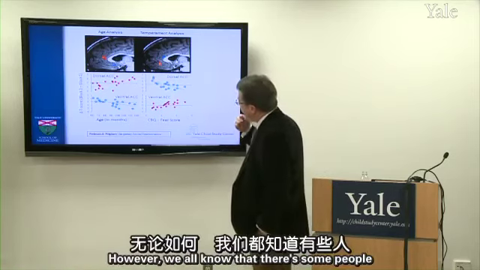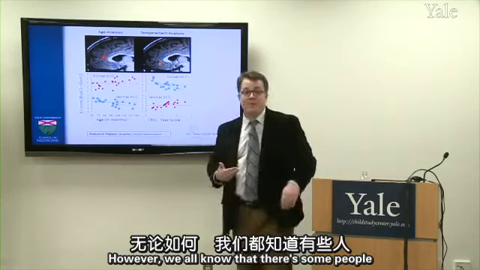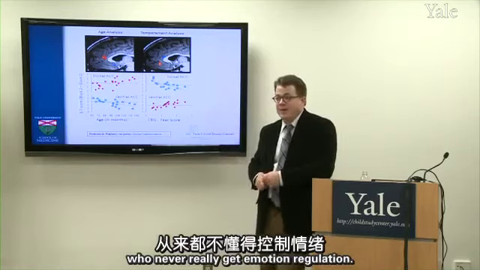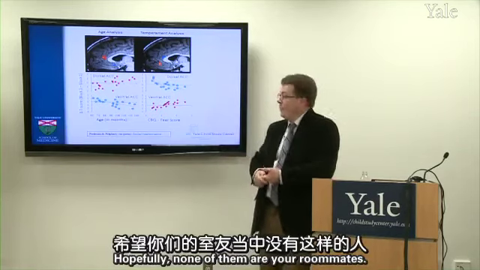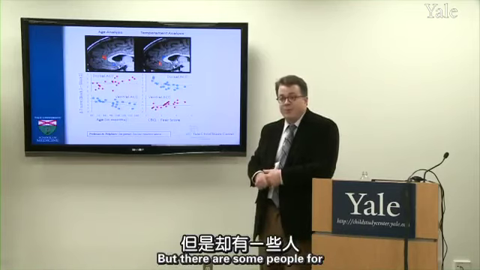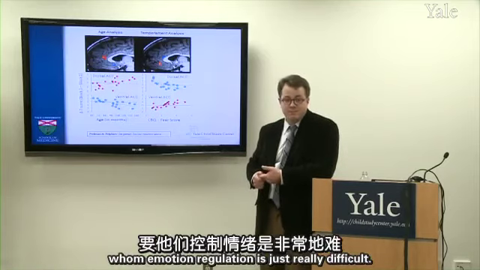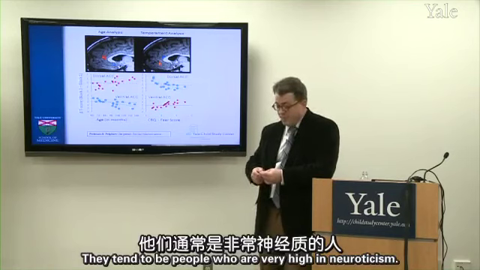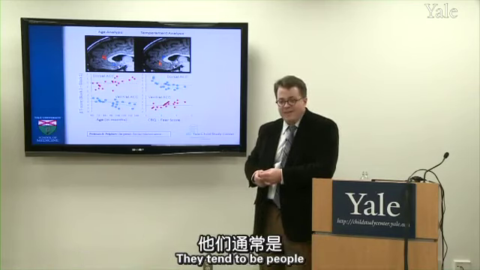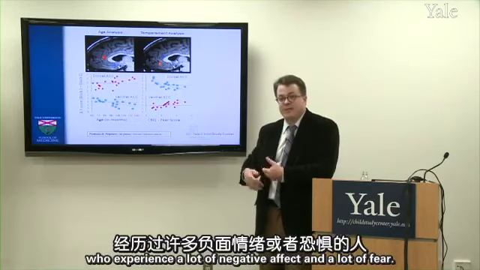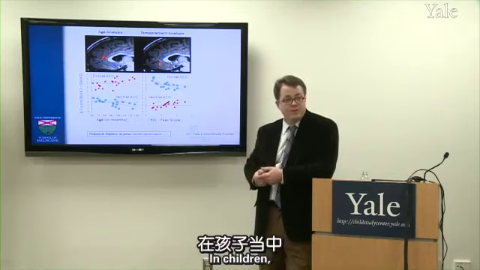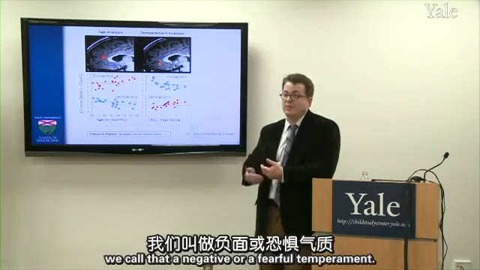However, we all know that there are some people who never really get emotion regulation. Hopefully none of them are your roommates. But there are some people for whom emotion regulation is just really difficult. They tend to be people who are very high in neuroticism, and they tend to be people who experience a lot of negative affect and a lot of fear. And in children, we call that a negative or a fearful temperament.